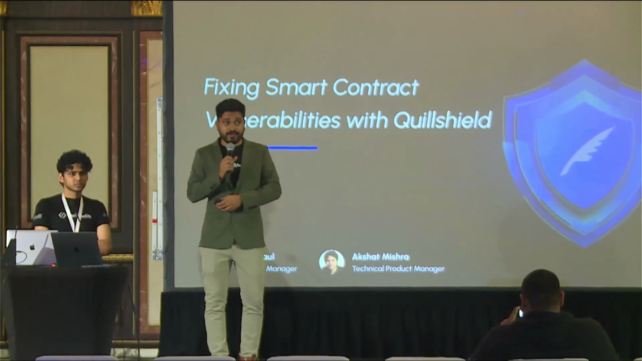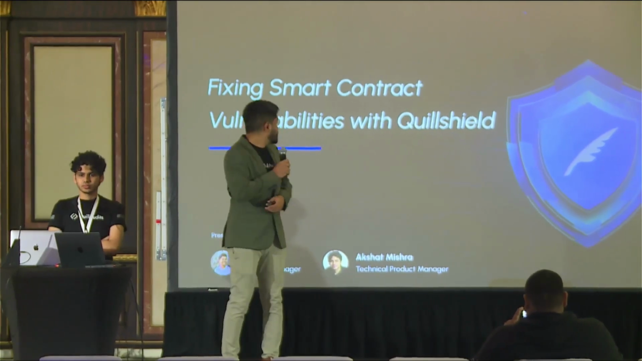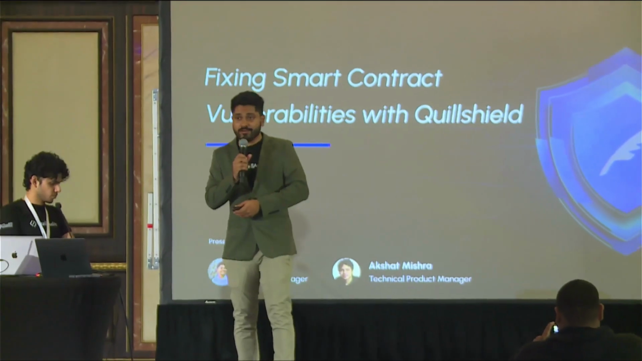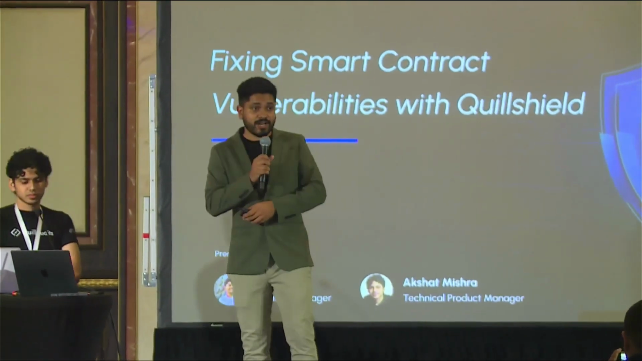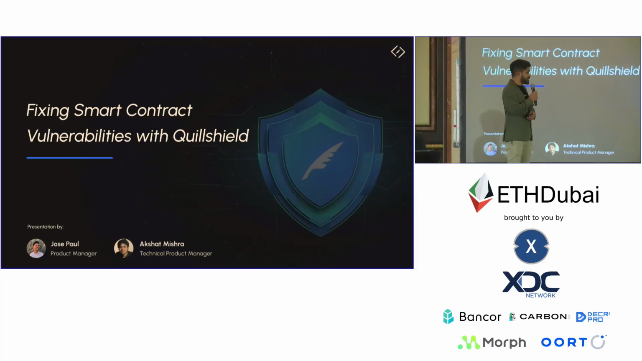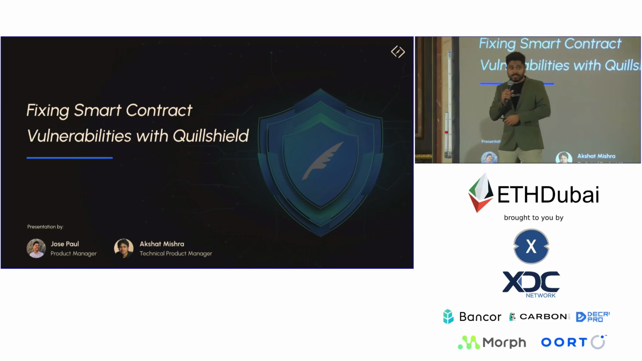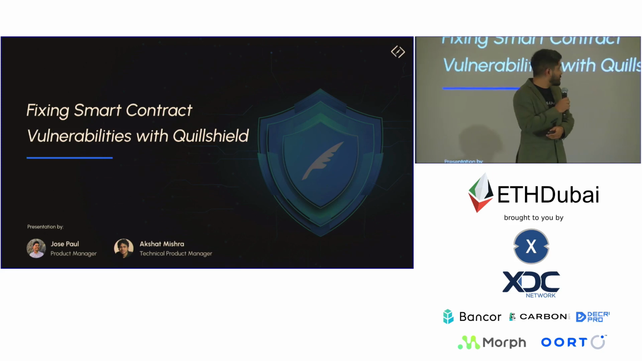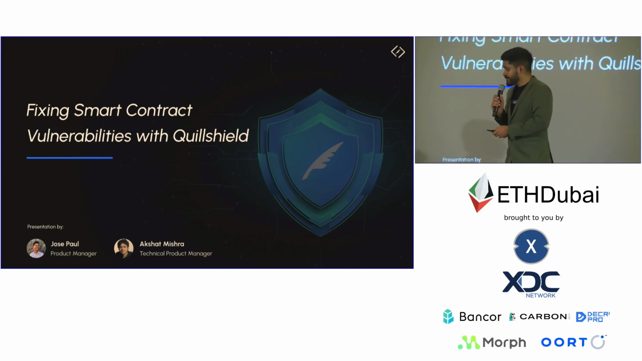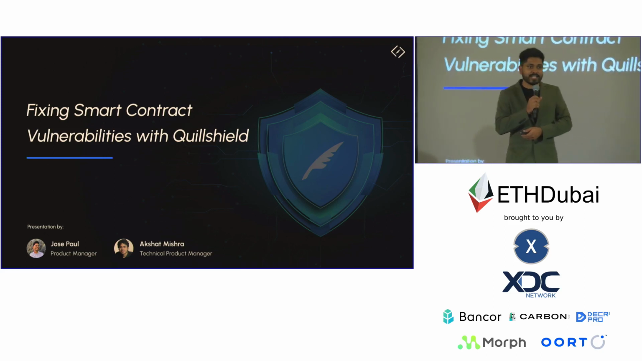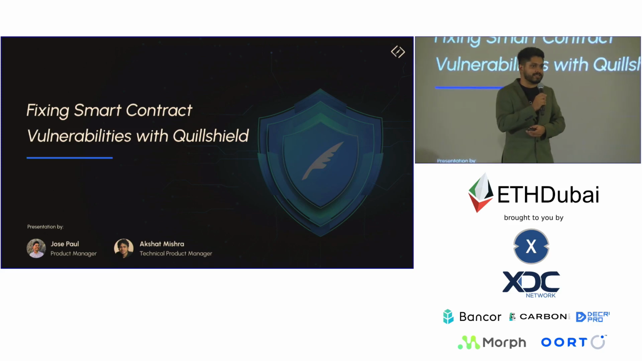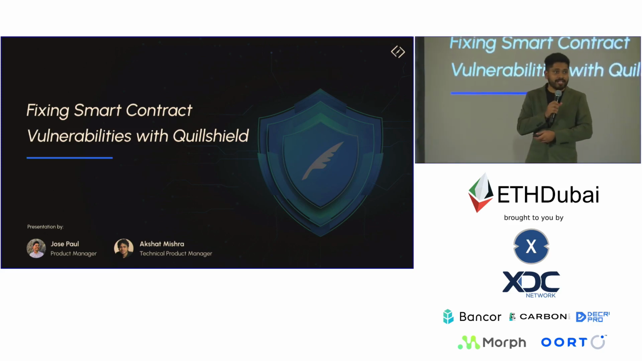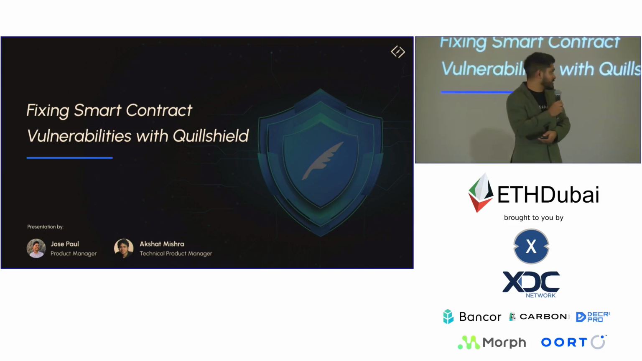We are from Quill Audits. We have a smart contract security product called QuillShield. We will be giving you a live workshop about how to fix smart contract vulnerabilities with QuillShield. The presentation is done by me, Jose Paul, the product manager heading QuillShield, and Akshat Mishra. He is taking care of the AI stuff inside QuillShield, so you'll get to see some cool stuff happening. If you have a laptop, you can follow through with what is going to happen.